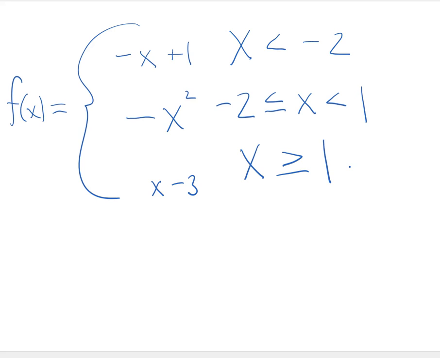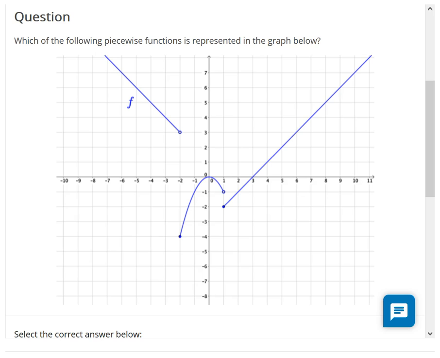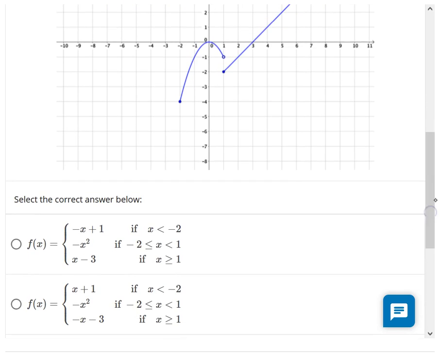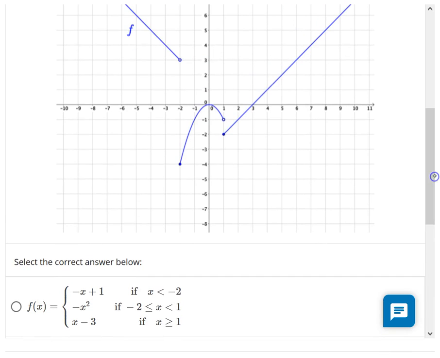Okay, so let's see if we can't find that match. And I flip back over and I scroll down. Okay, now remember negative x plus 1 for x less than negative 2. That is what we had. Negative x squared when negative 2 is less than or equal to x is less than 1. Hey, that's what we had too. And then x minus 3 if x is bigger than or equal to 1. Look, y'all, this is the very first choice.